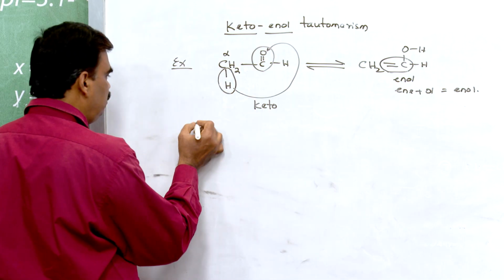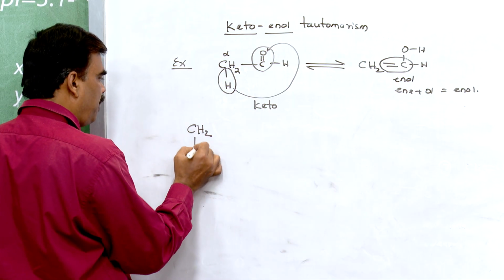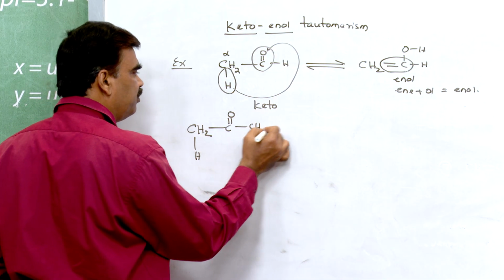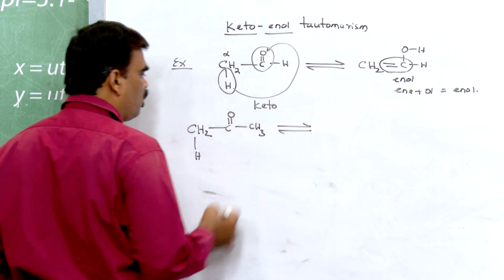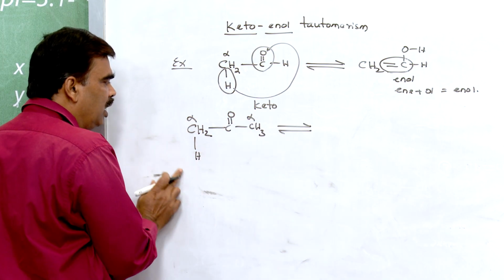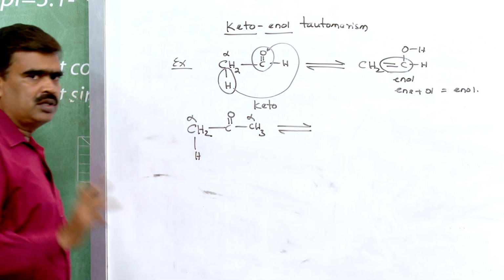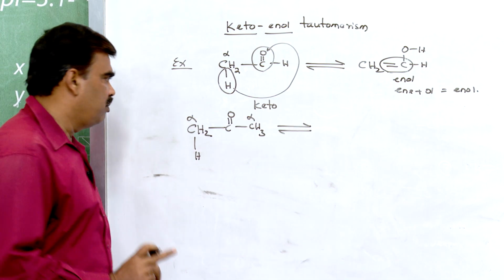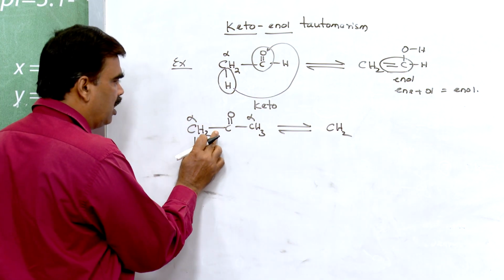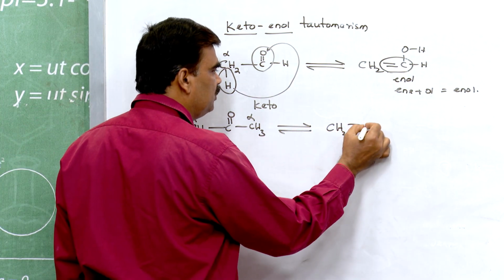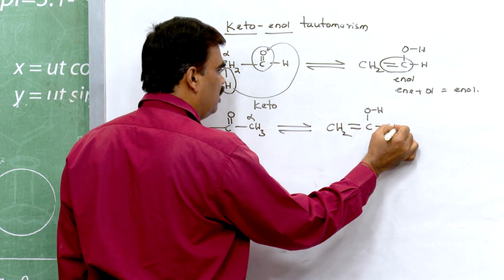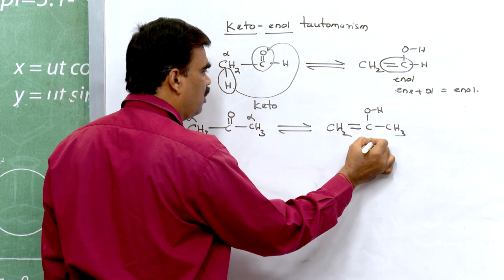देखो एसीटोन, similarly you can have also acetone can exist in a tautomeric form. This is alpha, this is also alpha. You have 6 alpha hydrogen atoms, but we need only 1 alpha hydrogen atom. That means here you make a double bond here, C, you make OH here, CH3. So this is enol.